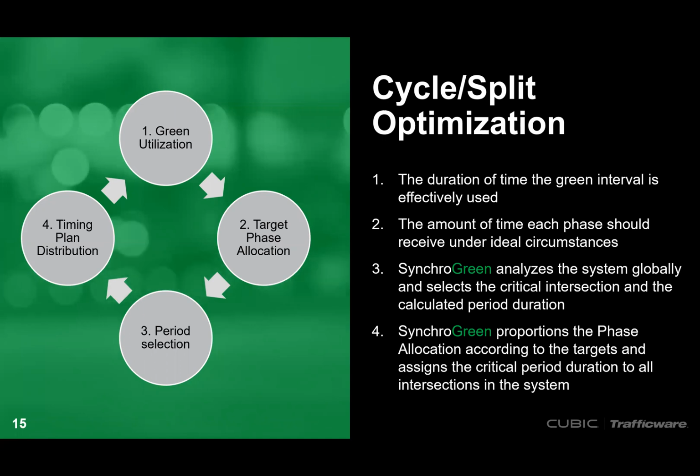And once those target phase allocations are established, SynchroGreen is then able to analyze the system globally, and it'll select that critical intersection and calculate the period duration or cycle length. That critical intersection, that's the intersection that needs the most cycle to run. And so once that critical intersection and its required cycle length is established, SynchroGreen then can proportion that phase allocation or split time, if you will, to all the targets, and then it will assign the cycle lengths to all the intersections in the system.